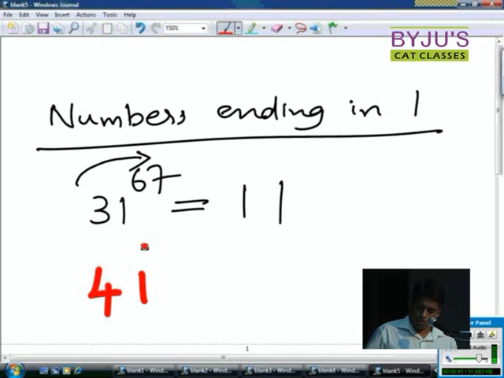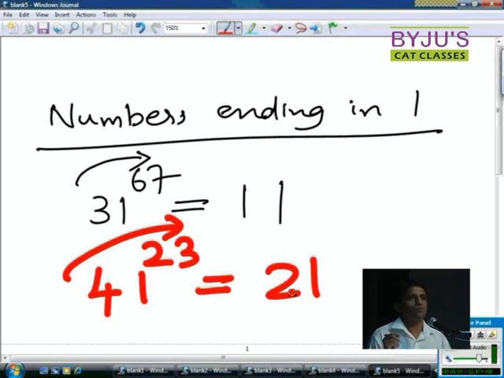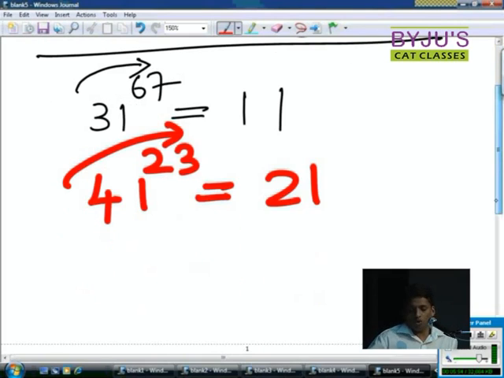41 raised to 23, if you are finding out: last digit will be 1, second last will be 4 into 3, 2. Just one or two, this is almost self-explanatory. Even if I write it down, you'll understand. 71 raised to, let's say, 77.